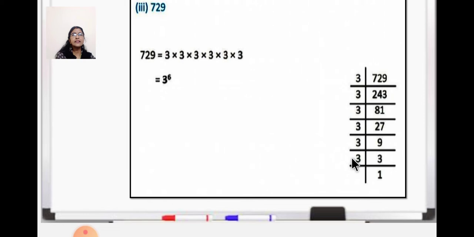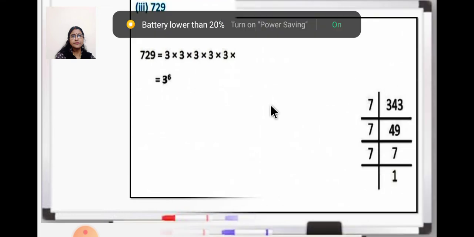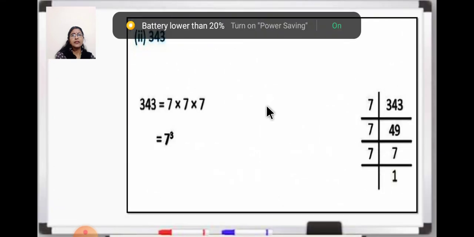And now you see how many times 3 has come. It is written 6 times. So we will write the same way, 3 into 3 into 3 into 3 into 3 into 3, 6 times we will write. And then we will write is equal to 3 to the power 6. So this is the exponential form of this number.